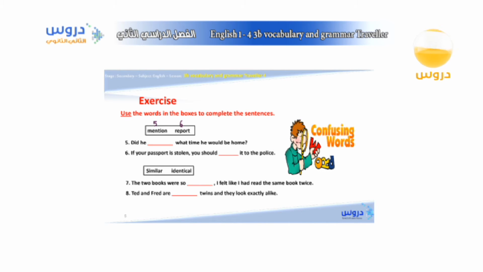Similar is something close. So the 2 books were so similar or identical, I felt like I had read the same book twice. And for number 8, Ted and Fred are similar twins or identical twins, and they look exactly alike. So what do you say for number 7? The 2 books were so similar or were so identical?